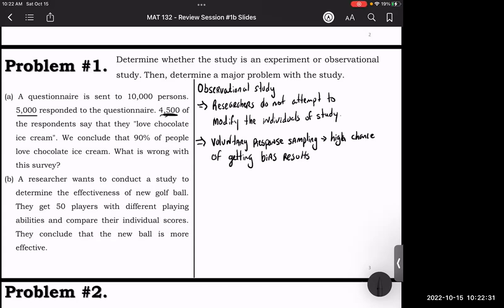All right. So that's part A. We took care of that one. Let's look at part B. So in part B, it states that a researcher wants to conduct a study to determine the effectiveness of a new golf ball. They got 50 players with different playing abilities and compared their individual scores. They conclude that the new ball is more effective.